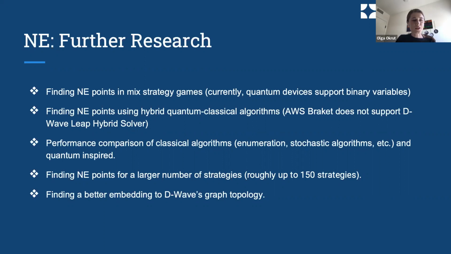Sorry. So what I'm trying to say is that it would also be nice to see the outcomes if we try to solve games with 150 strategies. And of course, some of you might be interested to see a performance comparison between the classical algorithms, such as iterations or stochastic algorithms, and the quantum-inspired algorithm. And of course, finding a better embedding or custom embedding to the D-Wave's graph topology and further research in the penalty terms can allow us to increase the success rate in finding Nash equilibrium points.